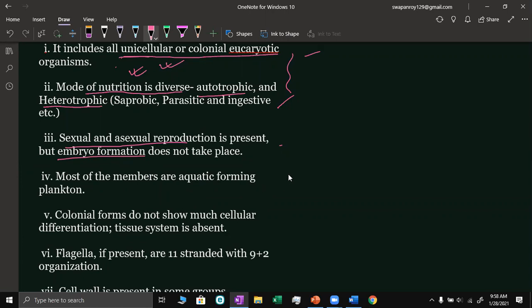Sexual reproduction is there, but embryo formation does not take place, which is a characteristic feature of the multicellular organisms. Most multicellular organisms have embryo formation, but here, as it is a unicellular structure, the embryo is a multicellular juvenile structure. So here there is no such thing. Most of the members are aquatic.